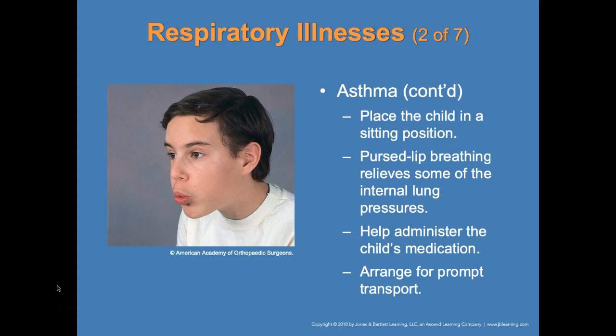We want to place the child in a sitting position. This pursed lip breathing can help relieve some of the internal lung pressure, so that with the asthma, they're having problems getting the air out, not so much getting it in, but they're having problems with their exhalation. So we need to try this pursed lip breathing because it can help relieve some of that lung pressure. If the child is known to have asthma, they might have medication for it. We can help administer that. We need to arrange prompt transport.